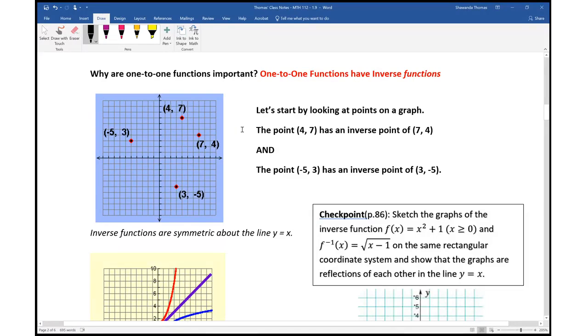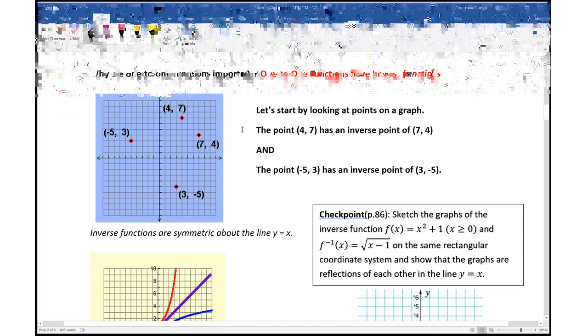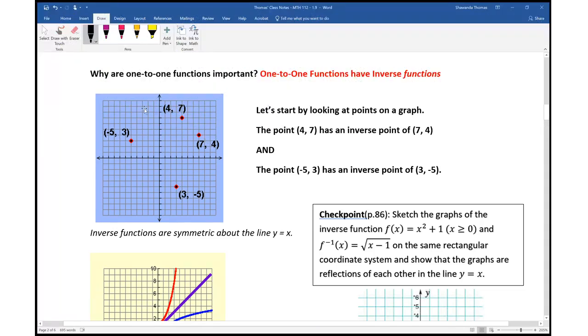Let's start with the basics. Let's look at this point (4, 7). Its inverse point is (7, 4). And let's look at this point (-5, 3). Its inverse point is (3, -5). What happened? As you can see, the x and y switched. You can determine the inverse point by switching the x and y. (4, 7) becomes (7, 4). (-5, 3) becomes (3, -5).